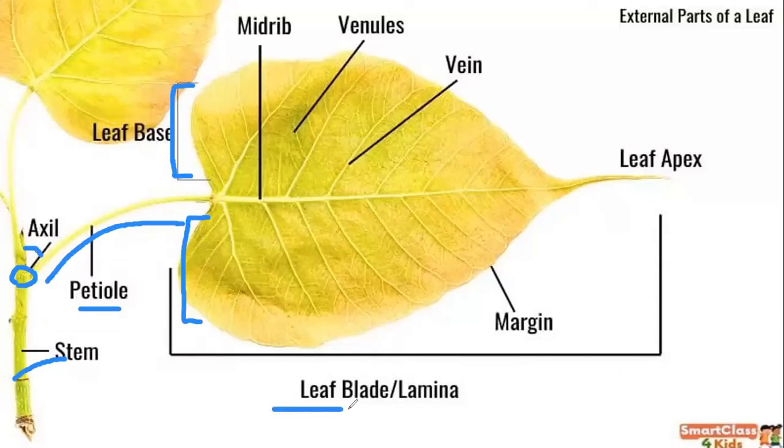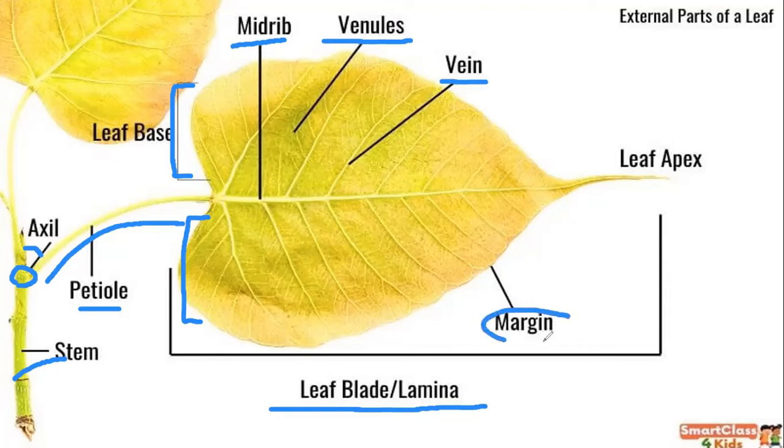Next part is the leaf blade or the lamina. It helps the plant store materials and byproducts of photosynthesis. Next part is the midrib. The midrib gives the leaf support so it won't bend and break in half. Next, we have the venules and the vein. These parts provide structure, support, and channels for translocation of organic nutrients such as water and minerals.